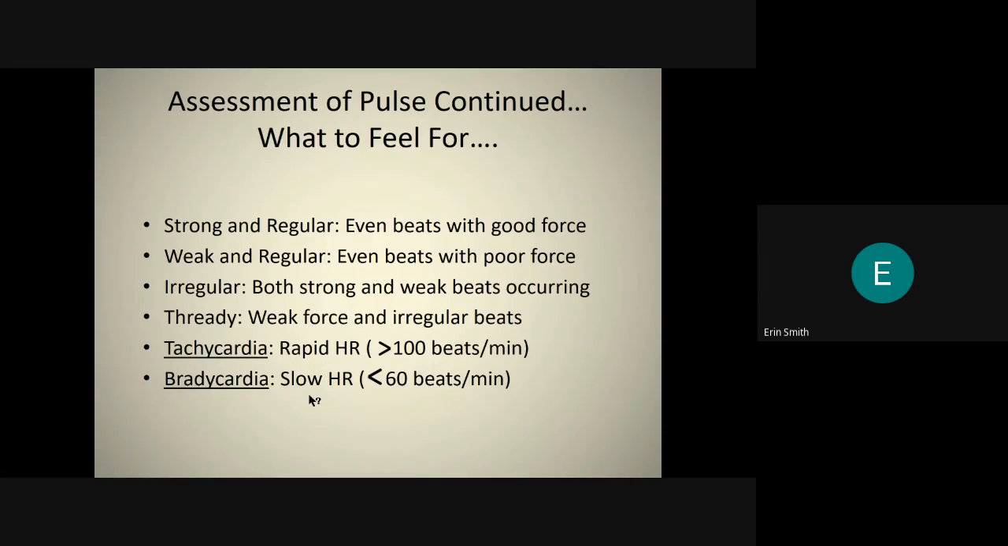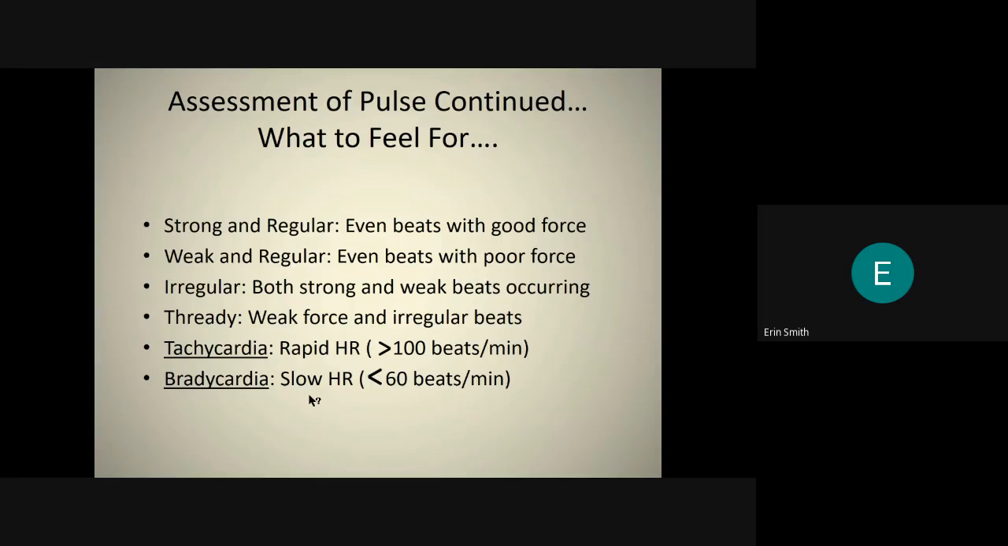So when you're assessing a pulse, you're going to be looking for different aspects of that pulse. You're going to be looking for, is it strong and regular? So that their beats are even and you can feel it pretty easily. There's a pretty good force associated with the pulse. Or is it weak and regular? So the beats are pretty even, but you're having a really hard time trying to palpate it. It's just not as forceful as a strong pulse.